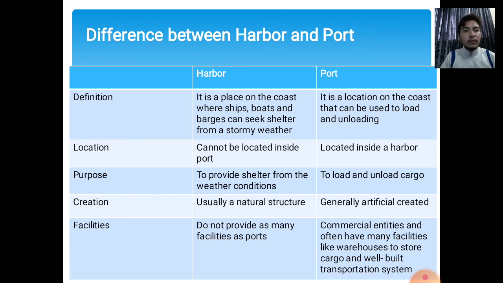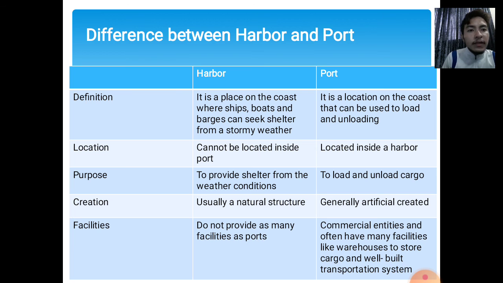Now, the difference between harbor and port. So, definition. A harbor is a place on the coast where ships, boats, and barges can seek shelter from stormy weather. A port is a location on the coast that can be used to load and unload. So, location. A harbor cannot be located inside a port, and a port is located inside of a harbor.